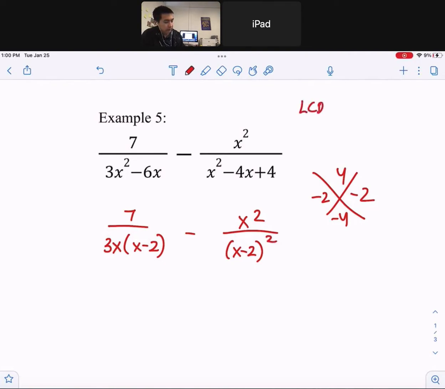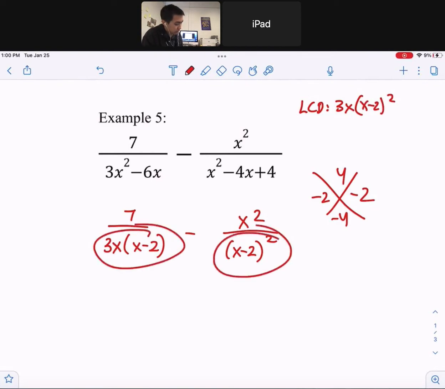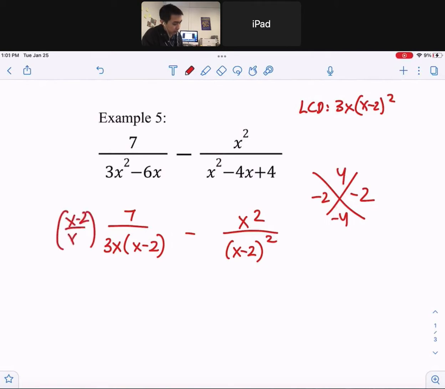So LCD, there's a factor of 3x, and then there's a factor of x minus 2. They both share, but one of them has a higher power, so we're going to take that one. Okay, so we need both of these to match up with that one right there. So for this side, you guys, we can multiply top and bottom by x minus 2, so that x minus 2 times x minus 2 will match up with the x minus 2 squared.